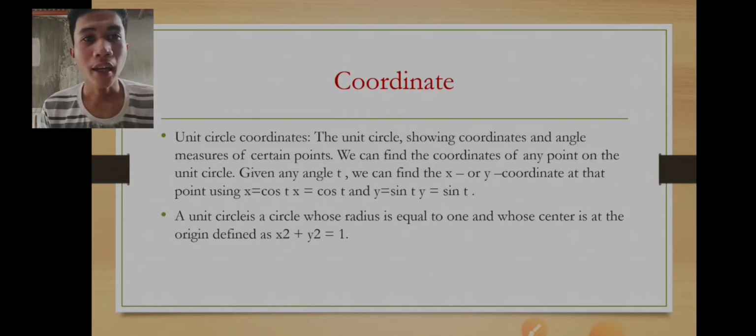A unit circle is a circle whose radius is equal to 1 and whose center is the origin, defined as x squared plus y squared is equal to 1.